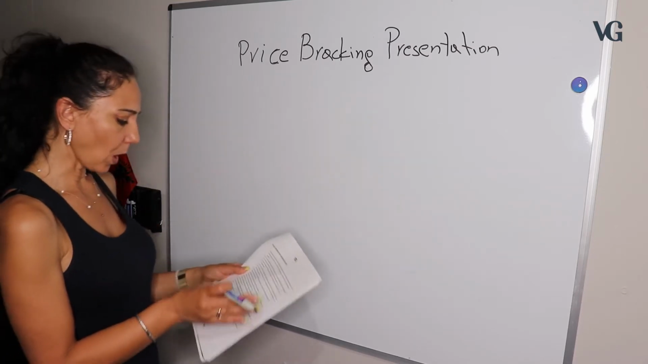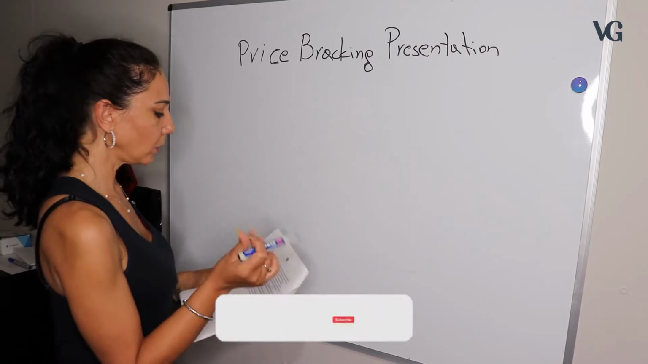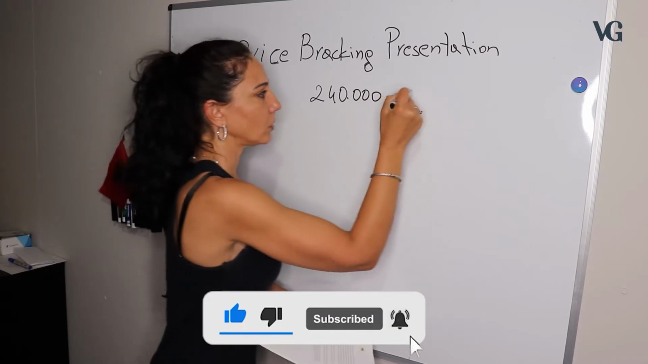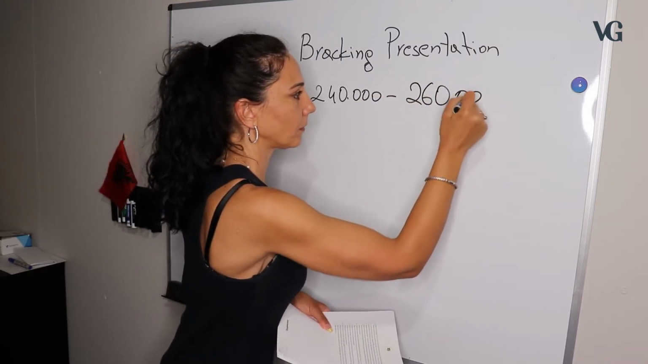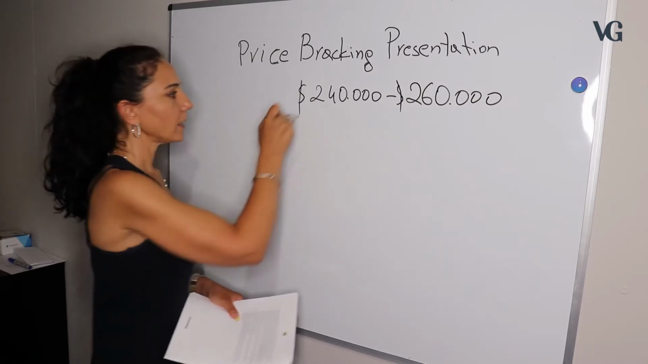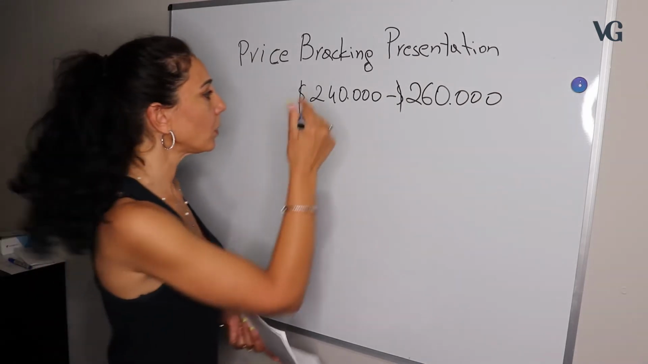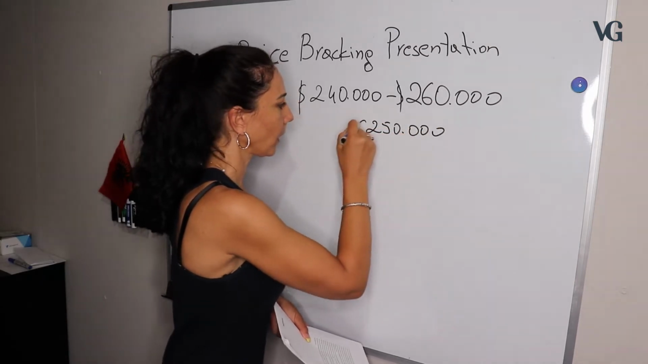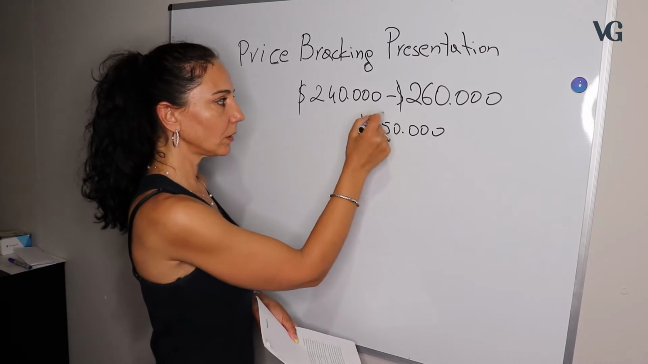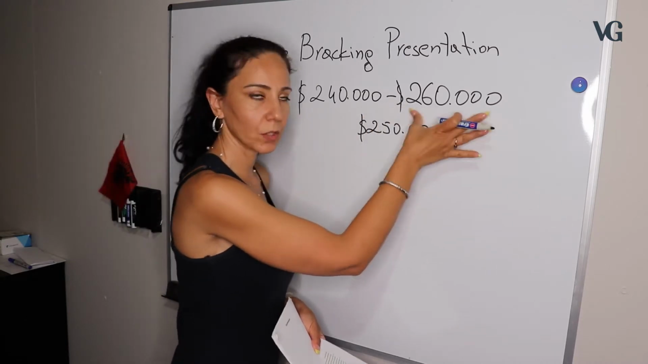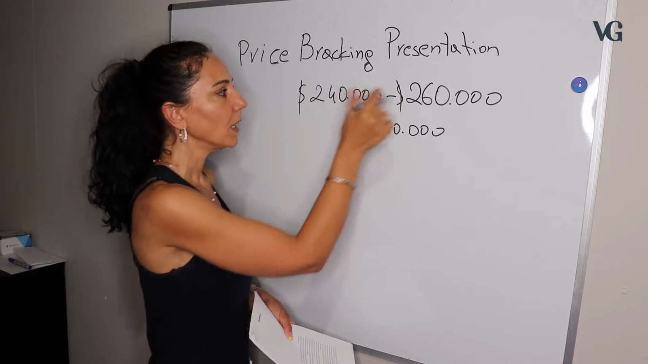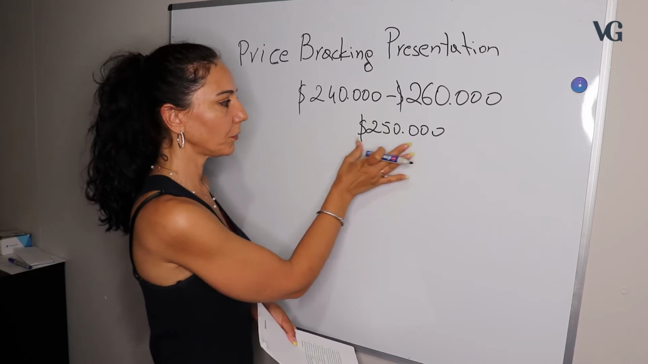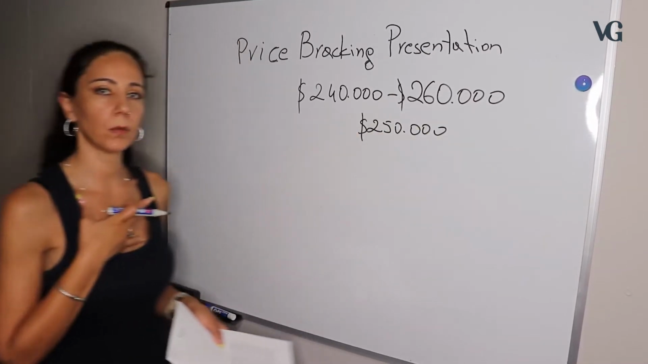If, for example, I have a property that has a value between $250,000 and $260,000, as an experienced real estate agent, I'm going to price this property at $250,000. Not in the middle, not $260,000, not a higher price, not a lower price, nothing in the middle. I'm going to price the property at $250,000. So this is the reason why.